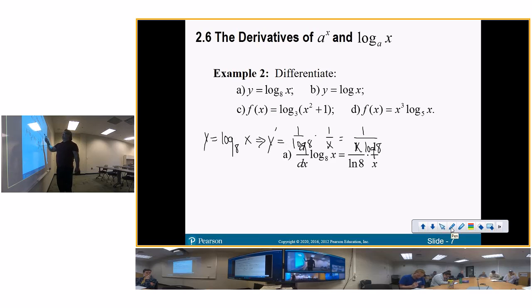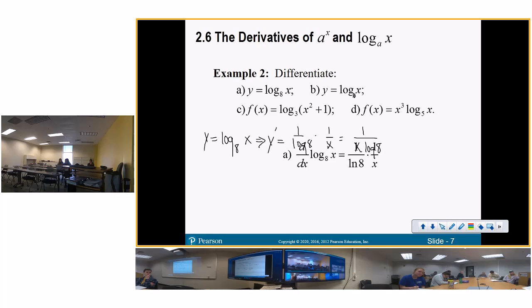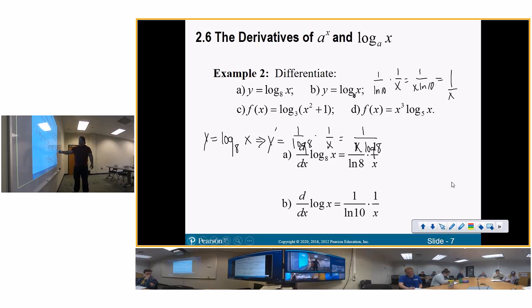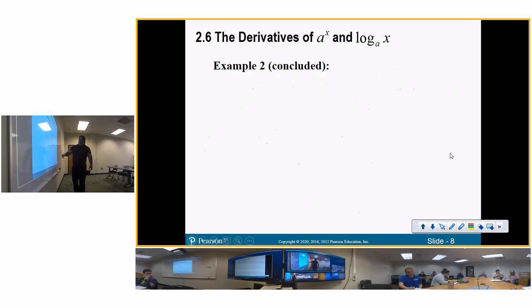B is log base 10. So that would be the natural log of, or you could do 1 over x, but I think they're trying to show you that you could do it with the 10 by saying natural log of 10 right here, 1 over the natural log of 10 times 1 over x, which is equal to 1 over x natural log of 10. They didn't carry it on further.